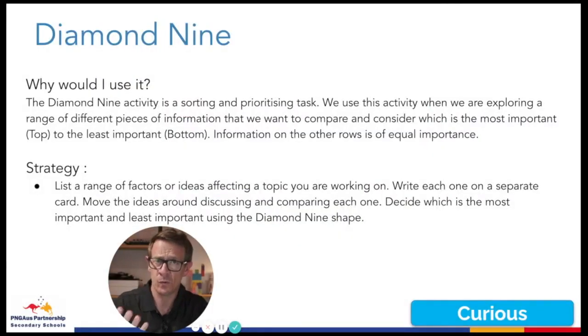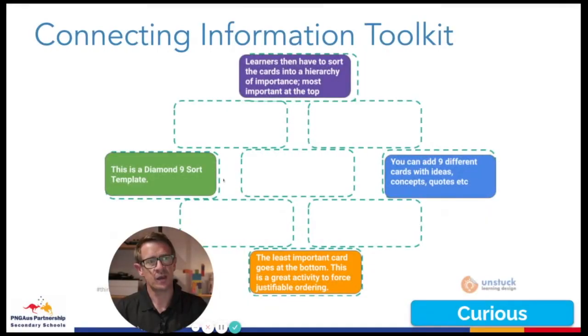A diamond 9, I wonder if you've come across this activity before. A diamond 9 is a ranking activity. So, for example, you might explore 9 different ideas or aspects of a topic, and you talk about the importance of them from top to bottom. The least important card goes at the bottom, the most important goes at the top, and everything in the center is on an equal level. The idea of ranking and talking about the ideas is a really powerful strategy to help students connect and explore their learning.